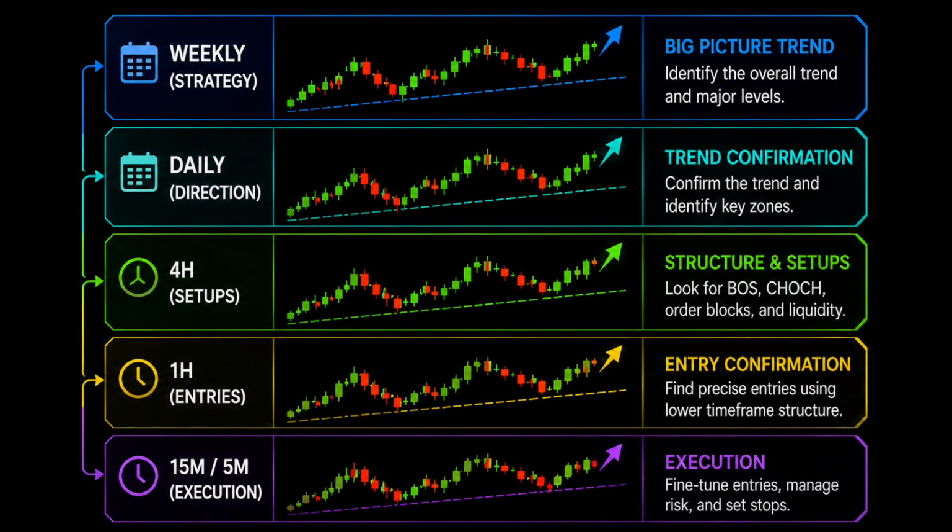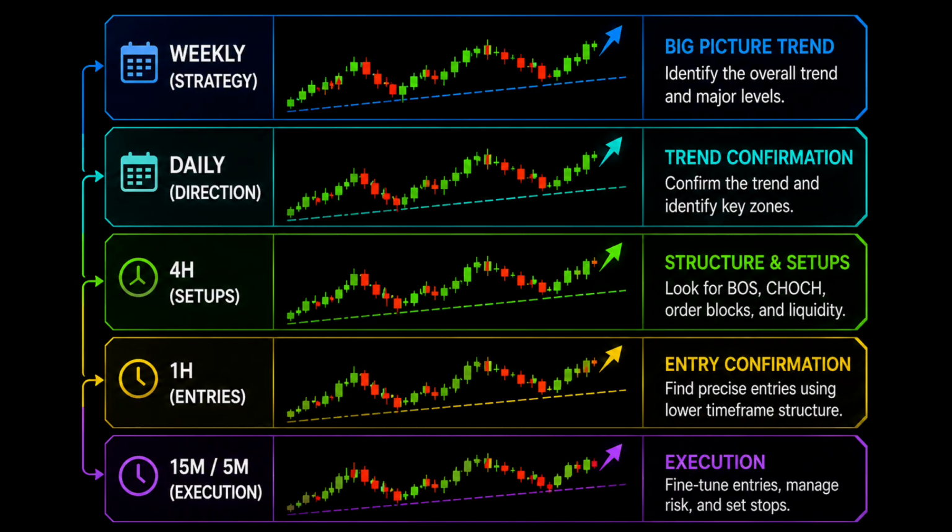Let's start at the top. The weekly time frame gives us the overall market environment. This is where we identify the long-term trend, major support and resistance levels, and the dominant market bias. Next comes the daily time frame. Here we confirm the trend and identify important market structure levels. We want to know whether the market is creating higher highs and higher lows, or lower highs and lower lows.